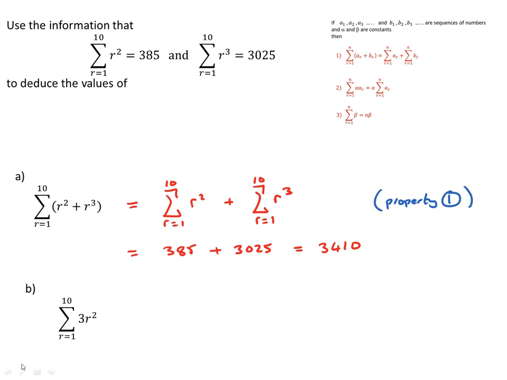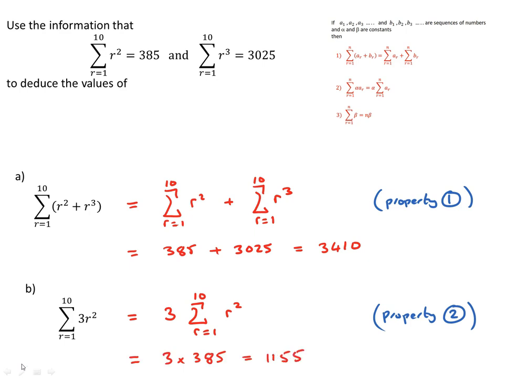Secondly, we've got the sum between r equals 1 and 10 of 3r squared. So that is, by property 2, exactly the same thing as 3 times the sum between r equals 1 and 10 of r squared. So that is 3 times 385, which is 1155.